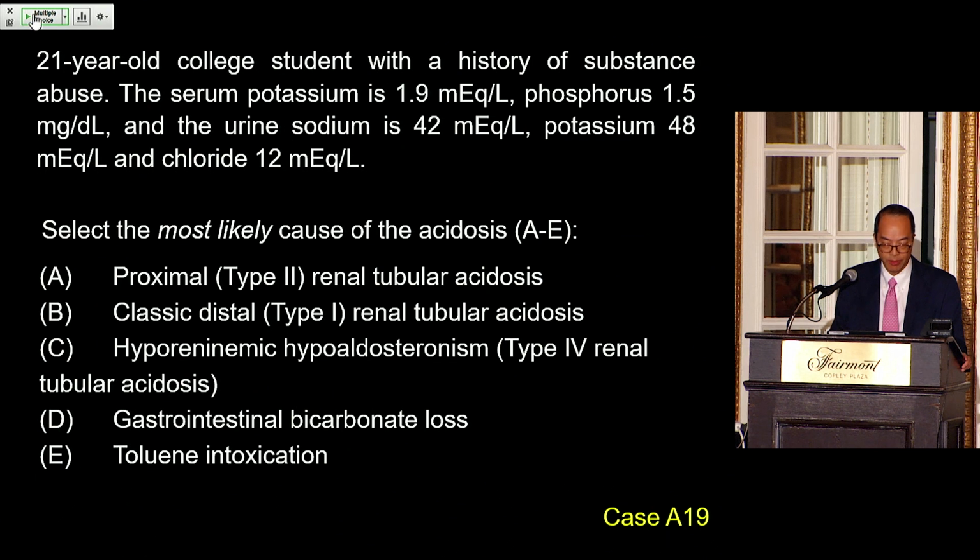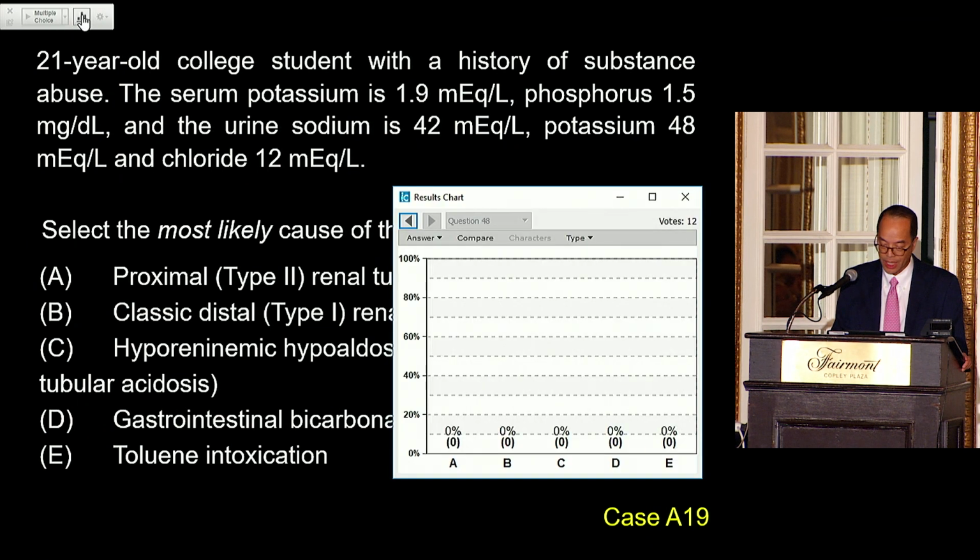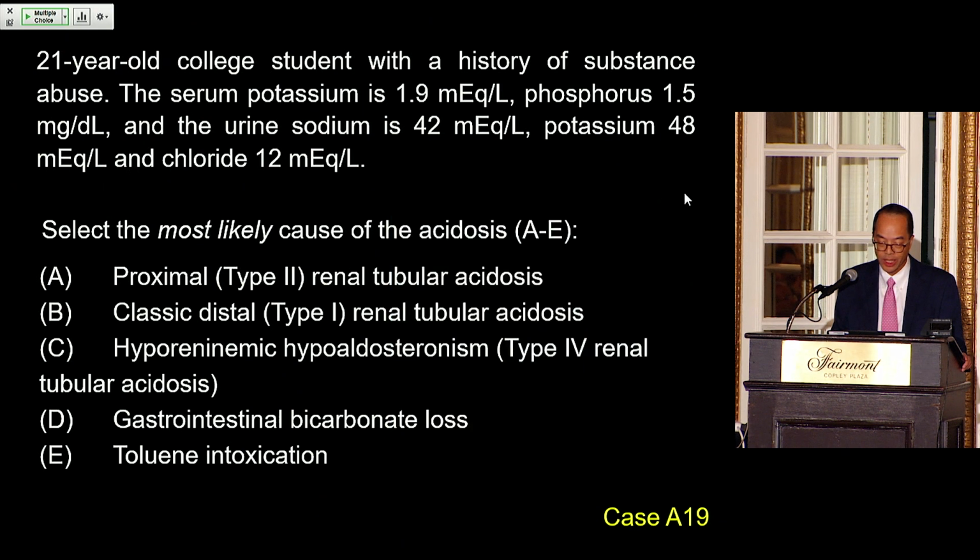And I think this might be the last case. A 21-year-old college student with a history of substance abuse, K of 1.9, phos of 1.5, urine sodium of 42, K of 48, and chloride of 12. Okay. And yep, all 12 of you chose the correct answer, toluene abuse, where the hippurate gets excreted and causes a positive urine anion gap that mimics an RTA.